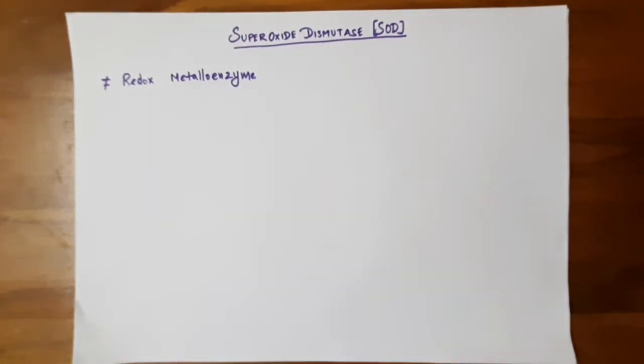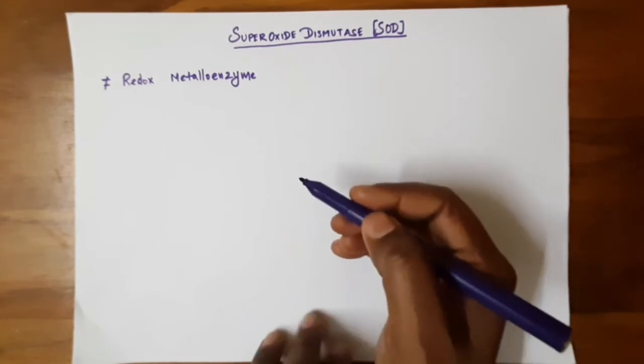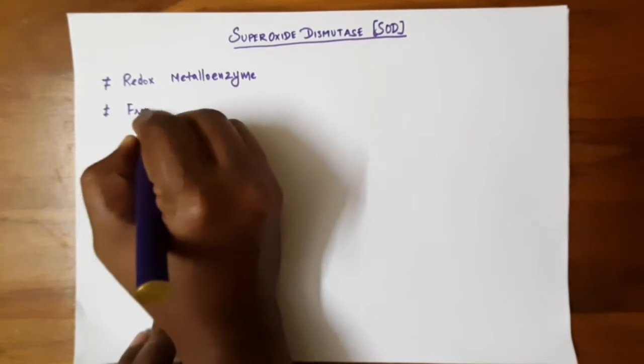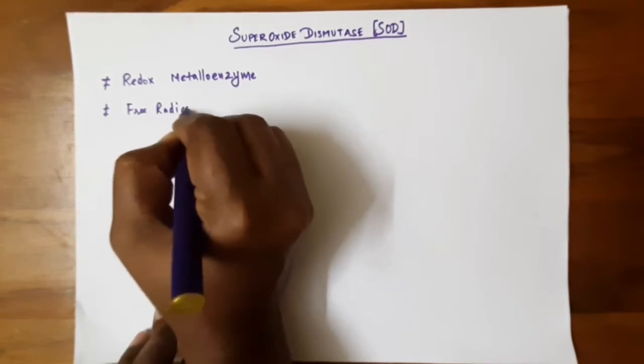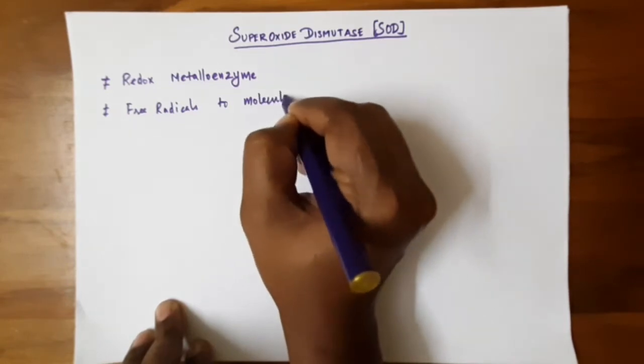Redox metalloenzymes are very important enzymes that catalyze the conversion of radicals to molecules. Superoxide dismutase plays a very important role in the conversion of free radicals to molecules.